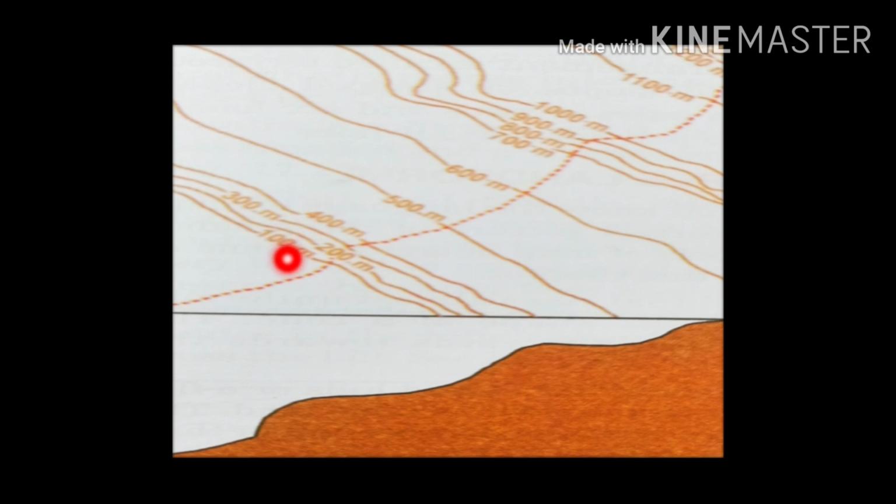You can see the contours are very close to each other when the slope is suddenly rising or falling, and again they are widely spaced because it is uniform out here. Again there is a rise and fall, again the contours will come closer. So this is an irregular slope where you will find both. It's a combination of dip and scarp, steep and gentle slope.